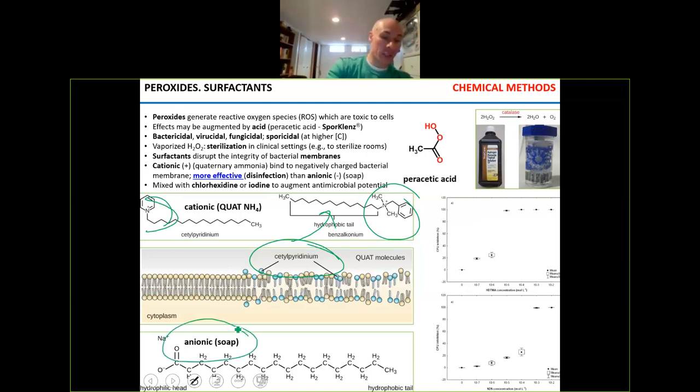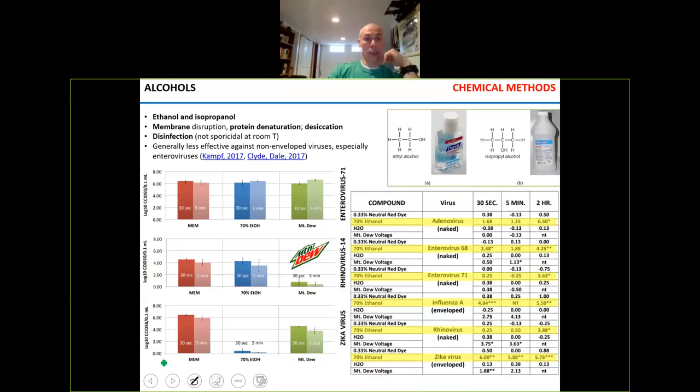Anionic surfactants, such as soap, have a negative charge with a long hydrophobic chain. Can you see? I hope you can see the negative charge here. I just made a giant arrow towards it. Since they are negatively charged and the bacterial membrane is negatively charged, anionic surfactants are not nearly as effective in terms of disinfection as cationic ones are.